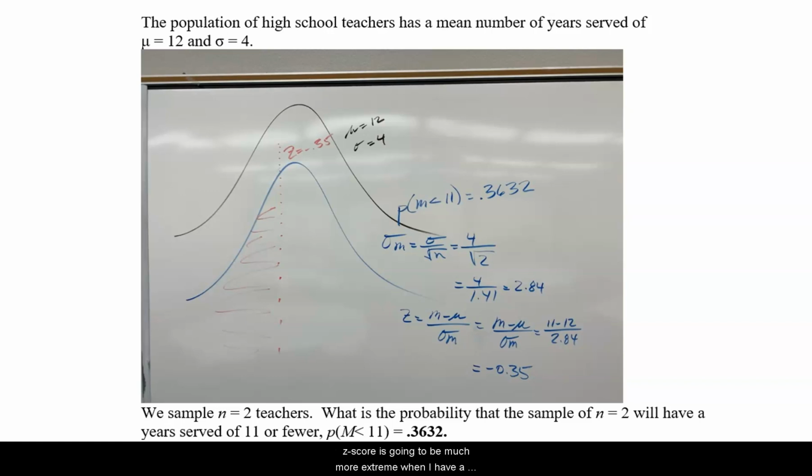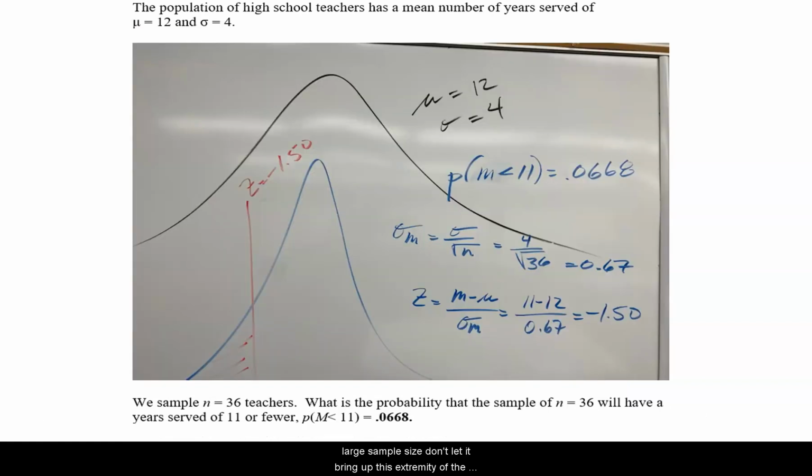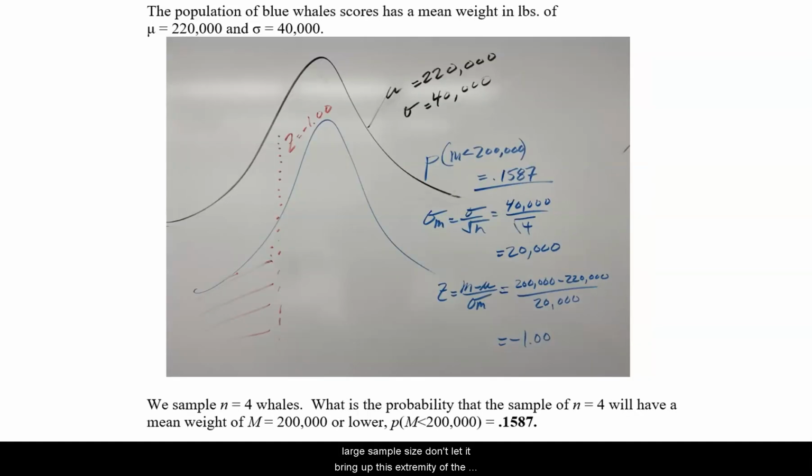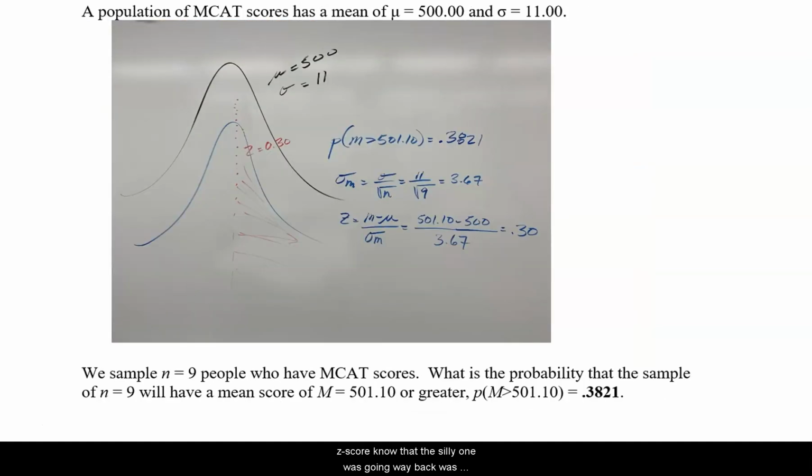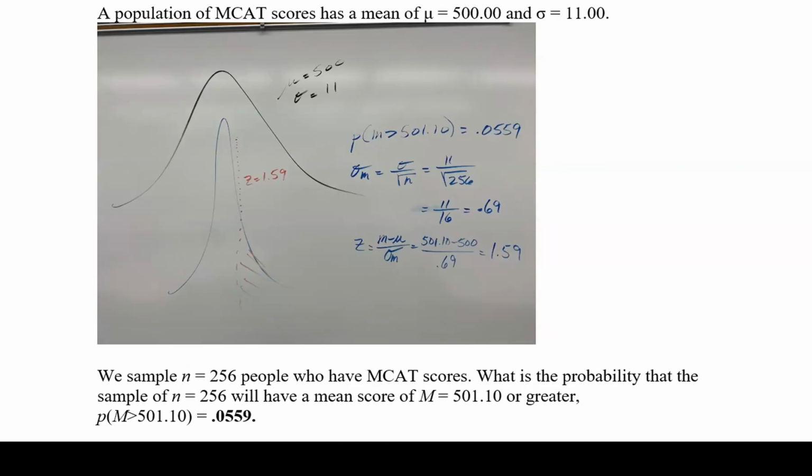And of course, that z-score is going to be much more extreme when I have a large sample size. So let me bring up this extremity of the z-score. You know, the silly one, going way back, was the MCAT. This z-score here, when I had a sample of only 9, was not terribly extreme, because the distribution of sample means was made up of means from only 9 contributors. But when I involve myself with means from 256 contributors, of course, the z-score is much more extreme. It's much further to the right.